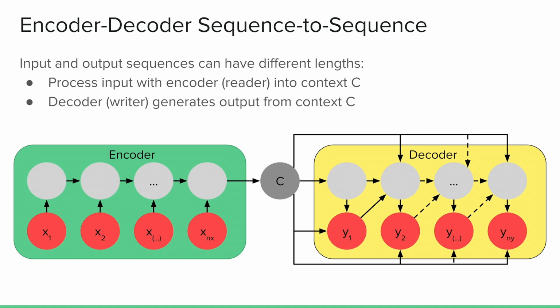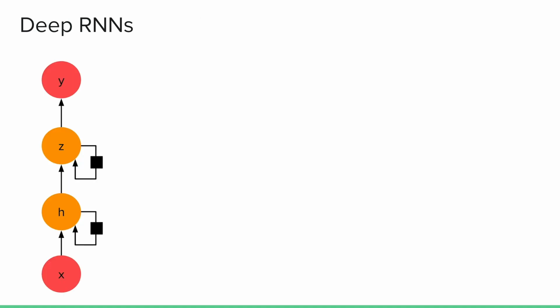For example, when we translate words in a language, these sentences typically have a different length, so we need something like an encoder-decoder sequence-to-sequence model. So far, transitions have been quite shallow. I mean, we've seen simple matrix multiplications, but there is actually no reason why it shouldn't be a bit more complex. So we can have different models here.